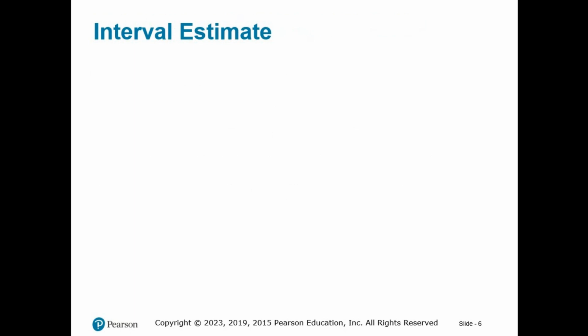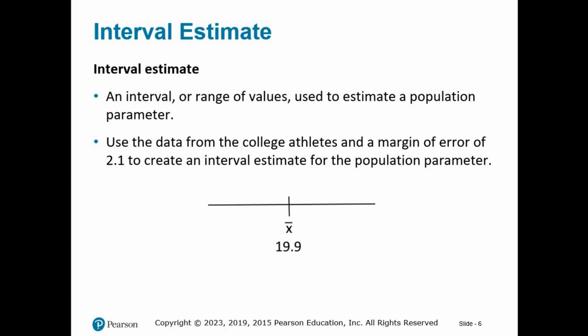So here's a quick example. Using the data from the college athletes and a margin of error of 2.1, create an interval estimate for the population parameter. We're going to use the point estimate as the middle of our interval, and we said that the value was 19.9, so that's our x bar. Then we add and subtract the margin of error to that value. So we do 19.9 minus our margin of error of 2.1, and we get 17.8, so that's the lower bound of our interval. Then we take 19.9 and add 2.1 and get 22. That is the upper bound of our interval. We can now say that our interval estimate for our unknown population parameter is somewhere between 17.8 and 22.